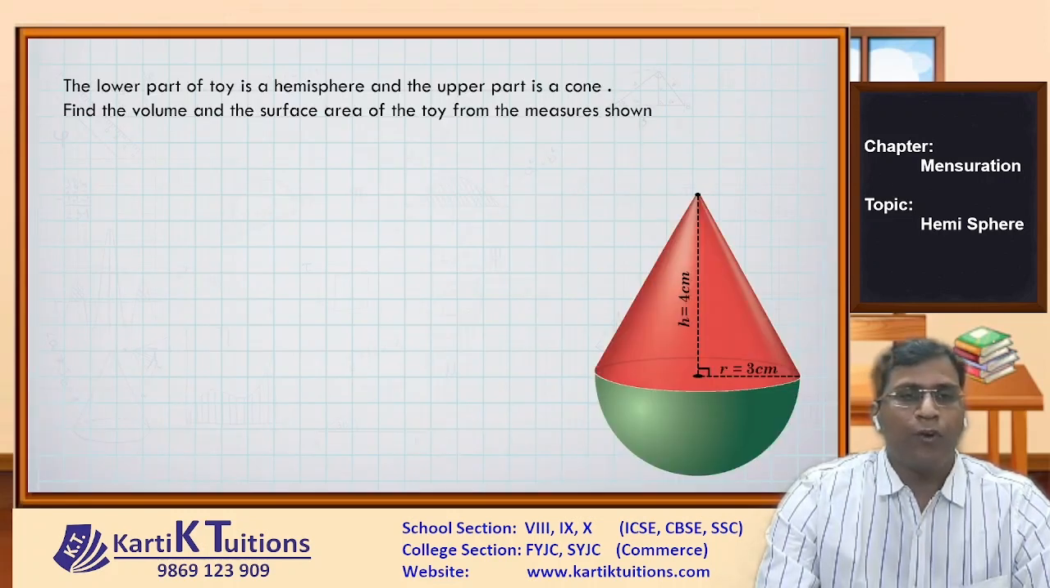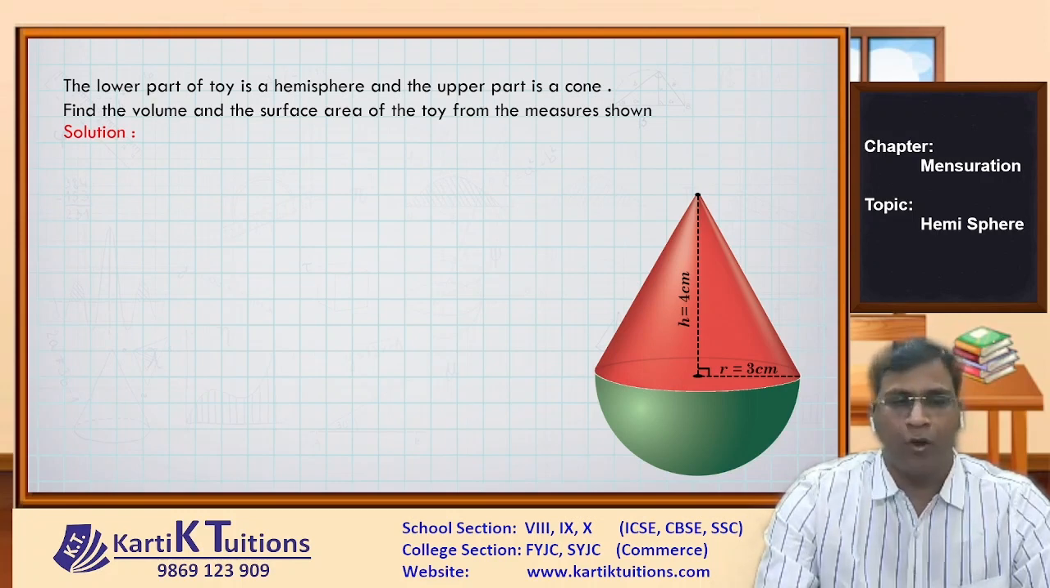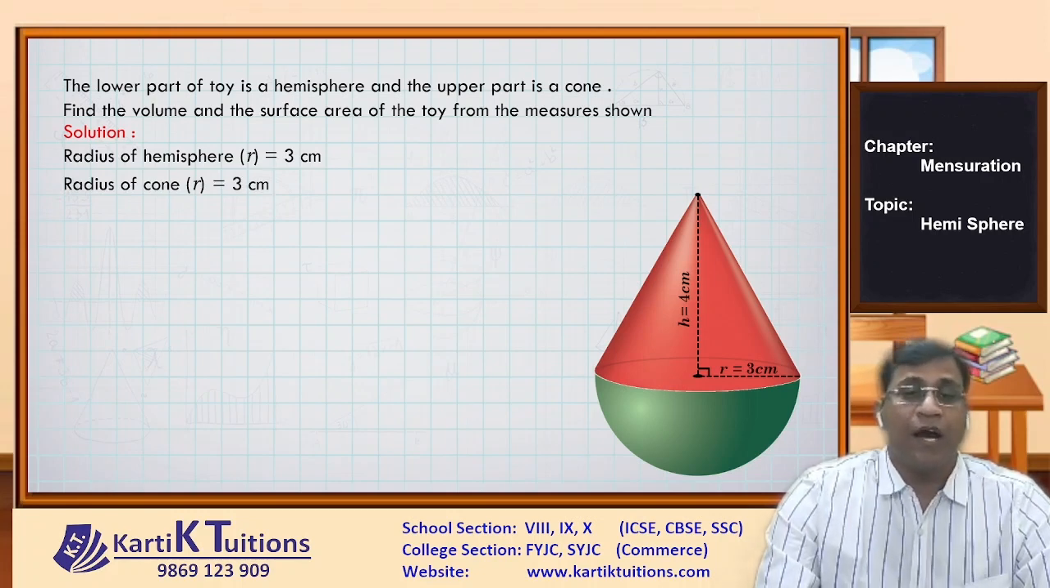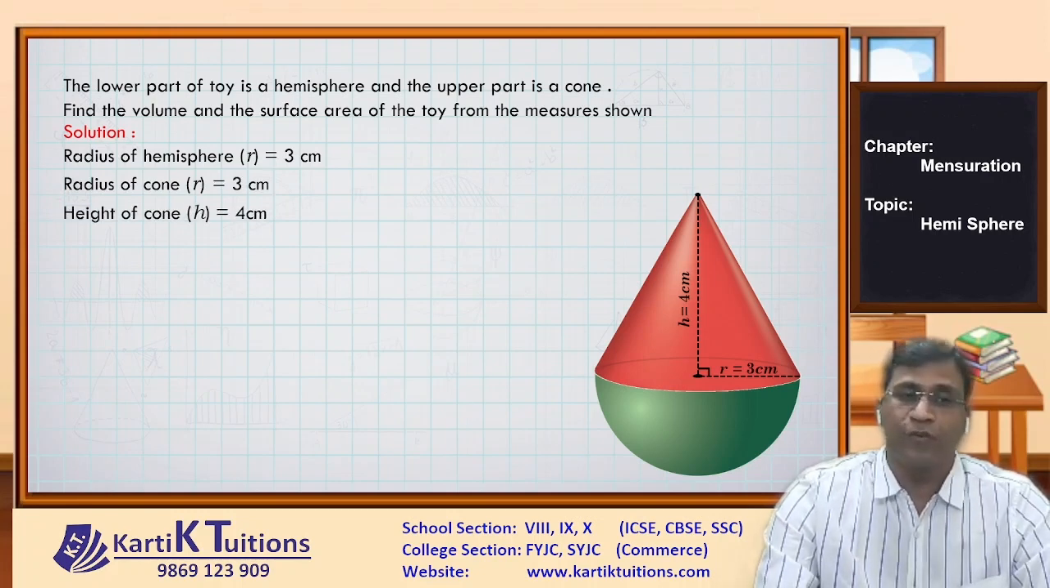The lower part of a toy is a hemisphere and upper part is a cone. Find the volume and the surface area of the toy from the measures shown. Now they will ask us to find the volume and the surface area of the toy. Now first, since both the solids are placed one above the other, their radius is same. So the radius of hemisphere is 3 centimeter and even radius of cone is 3 centimeter. अच्छा, हाइट अपने को कोन का दिया है, कितना दिया है? 4 centimeter.